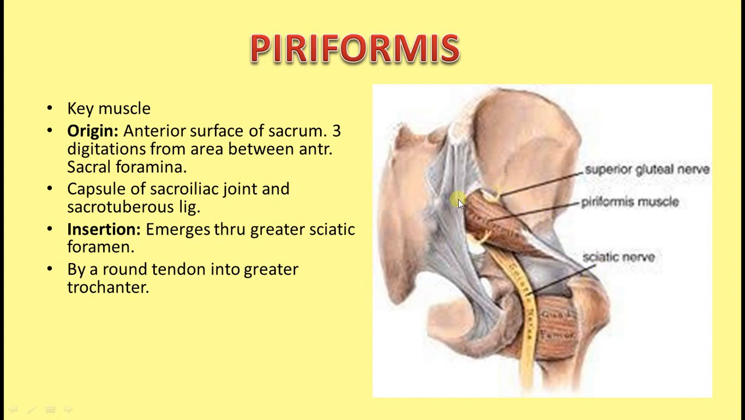So these fleshy fibers emerge through the greater sciatic foramen. They actually fill the greater sciatic foramen and pass through a rounded tendon, getting inserted into the greater trochanter. The nerve supply is by the first and second sacral nerves. It is a lateral rotator of the hip joint.